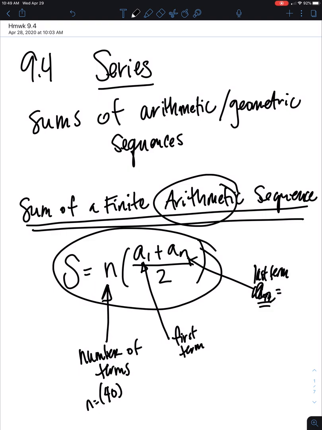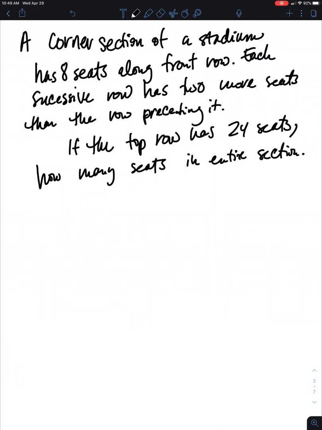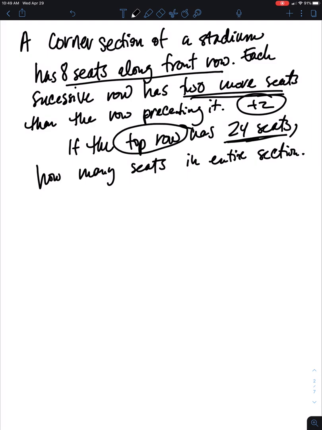I think this formula is pretty easy, and you may have even used it before. So I decided to do a word problem that might show up to kind of ease your mind on those. Okay, so a corner section of a stadium has 8 seats along the front row. Each successive row has 2 more seats. So guess what we're doing? Adding 2. So that means arithmetic. Then the row preceding it. If the top row has 24 seats, the top row means that's the ending. How many seats in the entire section?